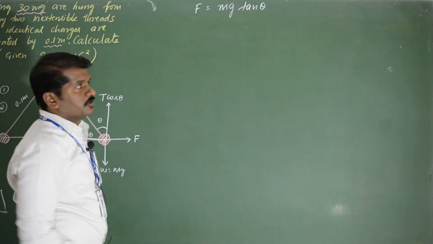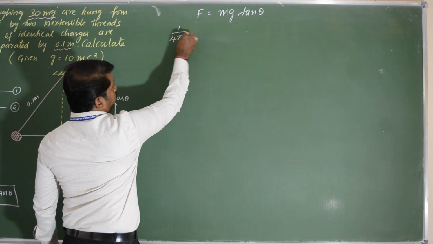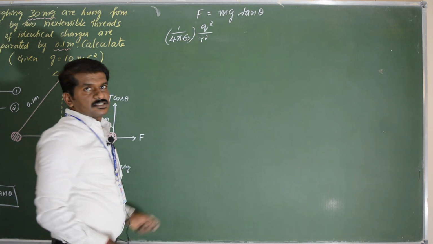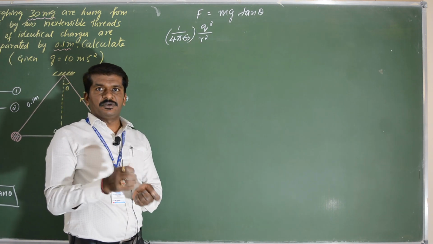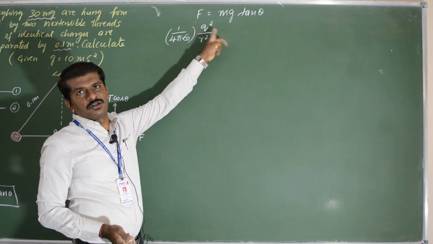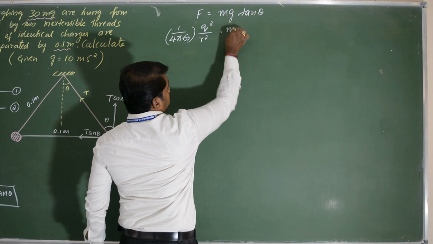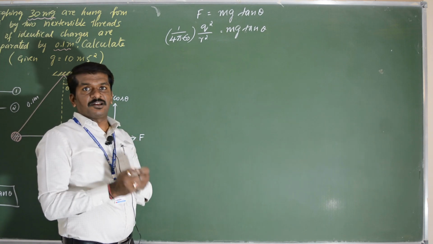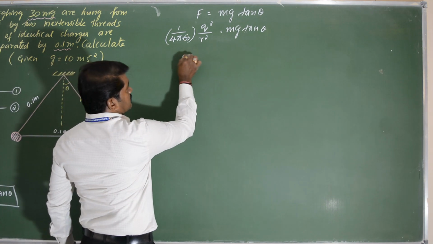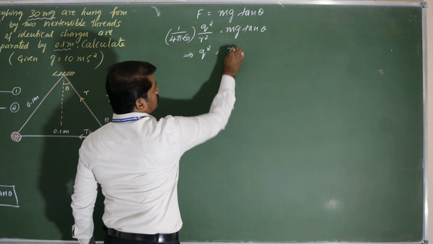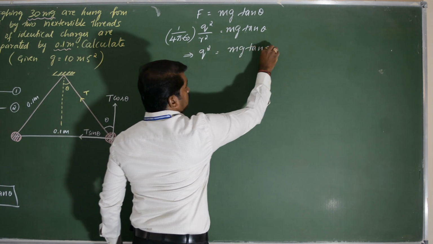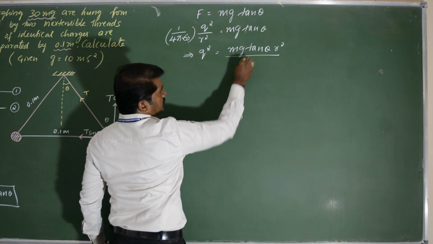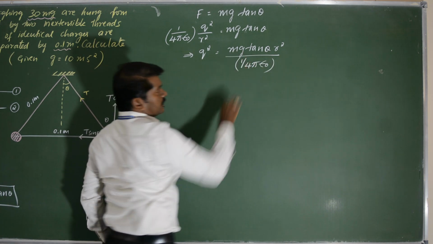F indicates the Coulomb's force, given by the formula 1 by 4 pi epsilon naught Q1 Q2 divided by r square. Since they have given identical charges, Q1 must be equal to Q2, I'll take that as Q. So Q into Q is Q square, and that is equal to mg tan theta. In this problem, we have to find the value of the charge, so I'll rearrange the expression. Q square is equal to mg tan theta, and if I cross multiply, it becomes r square divided by this whole term, 1 by 4 pi epsilon naught.